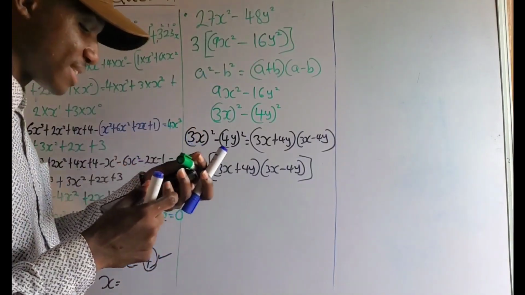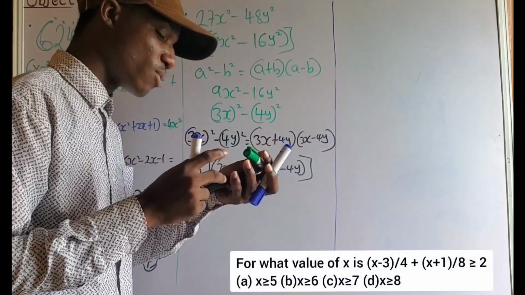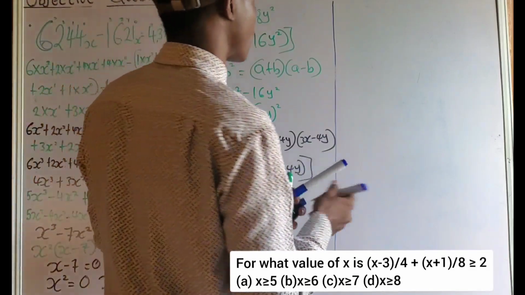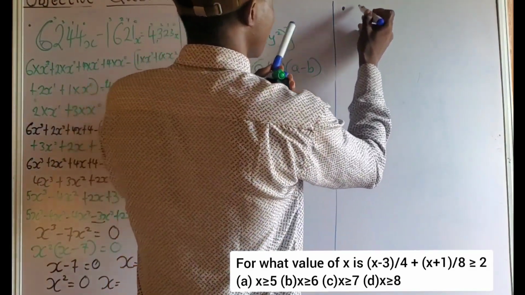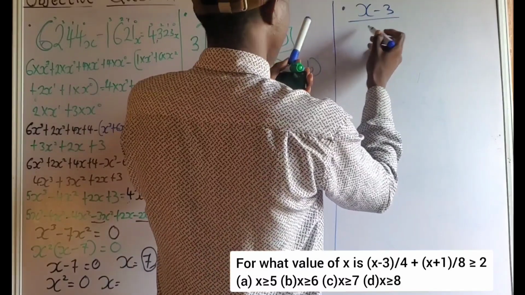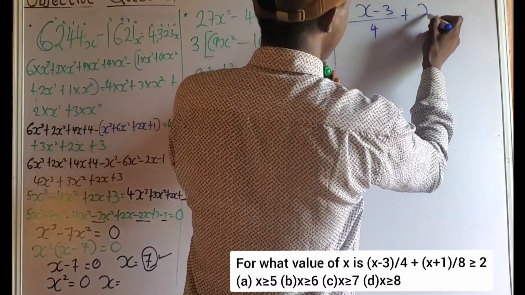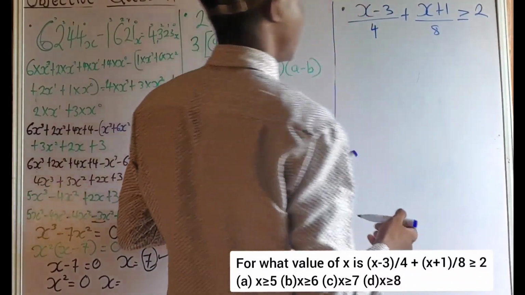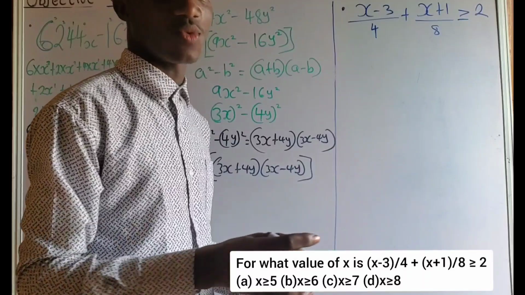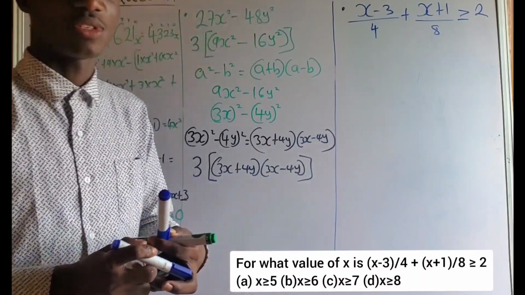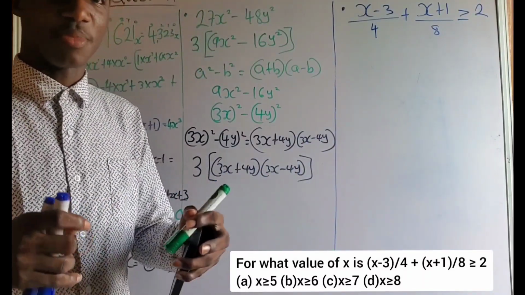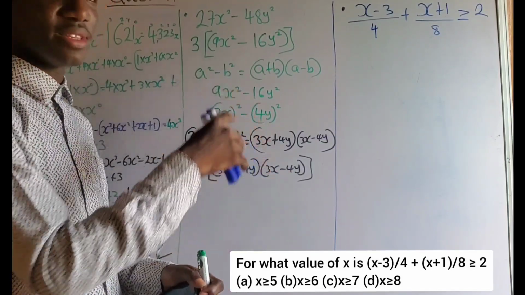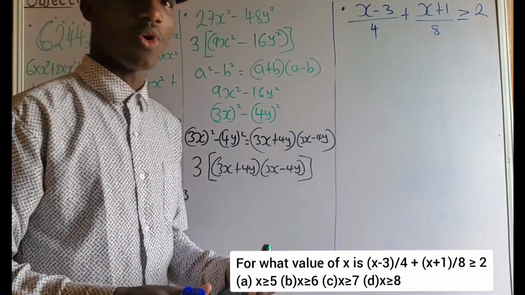For what values of x is x minus 3 all over 4 plus x plus 1 all over 8 greater than or equals to 2? Okay, for what values of x? All you have to do is just solve the inequality. Now, if you missed our class on inequality, and you want to learn more on inequality, there is a particular playlist. You can check the playlist on this channel. There are many past exam questions that I've already done regarding this topic. So watch those videos to learn more on inequality.